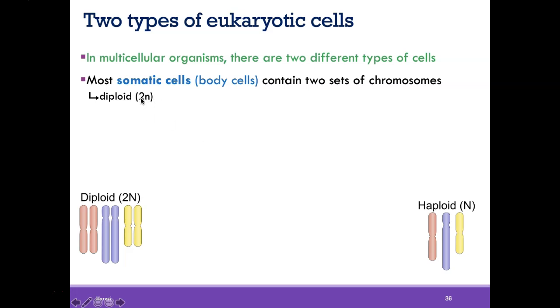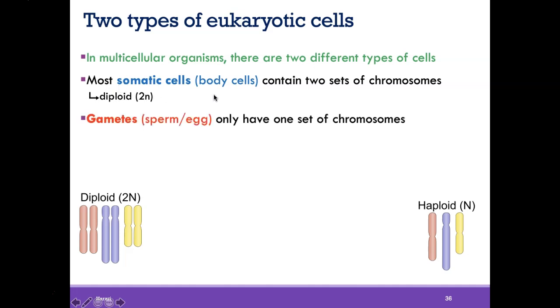So in humans, n equals 23. That's how many chromosomes we have. And in a diploid cell, we have two copies of each of the 23. We have 2n. So in an average somatic cell, say your hair cell, your skin cell, your eye cells, they have 46 chromosomes. They're diploid somatic cells.